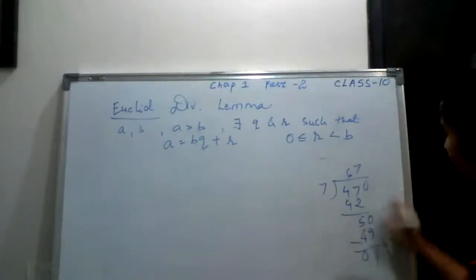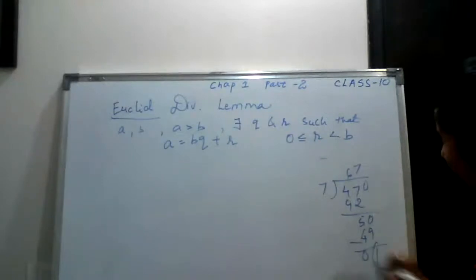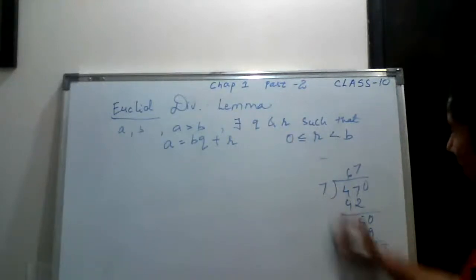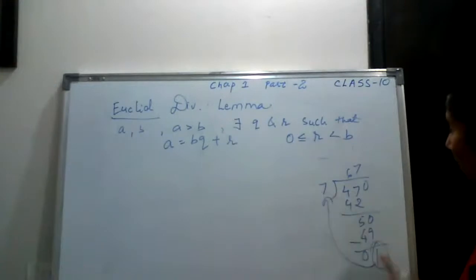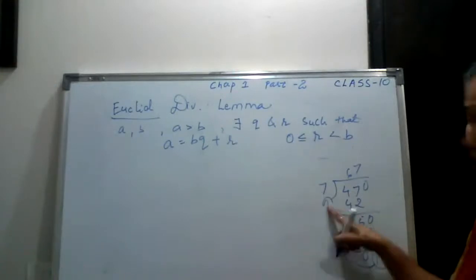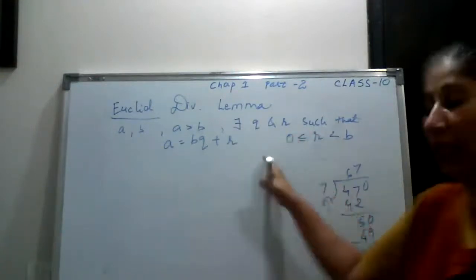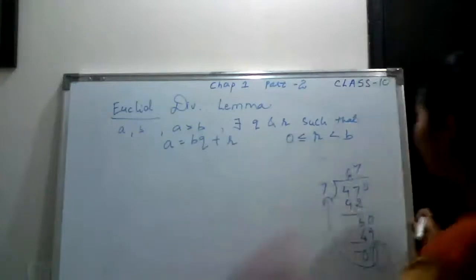If I go on putting the digit here, you will continue till you get this, which is smaller than this. Now compare. You will stop the division as soon as you get this smaller than this. So this is nothing but the Euclid division lemma. I hope I'm clear with this.